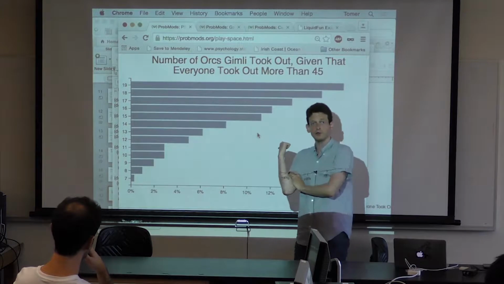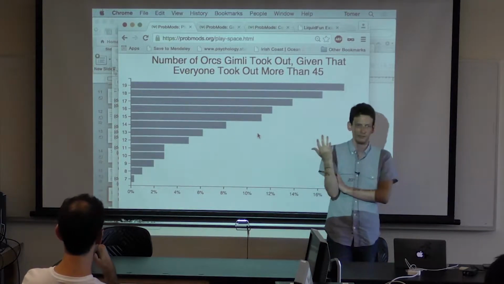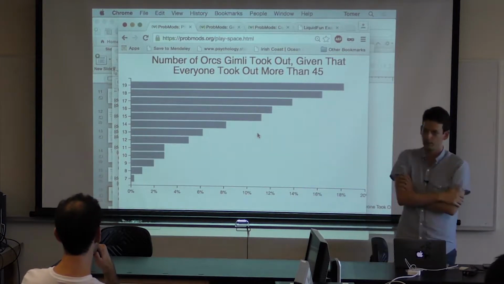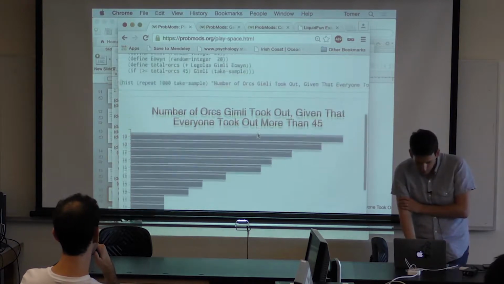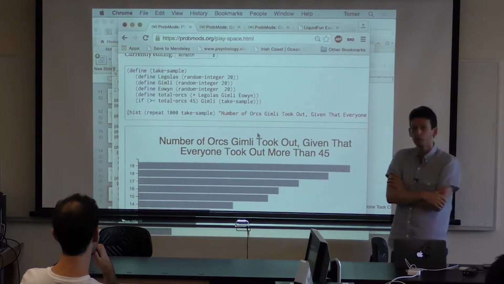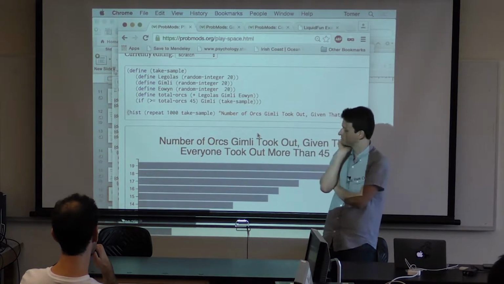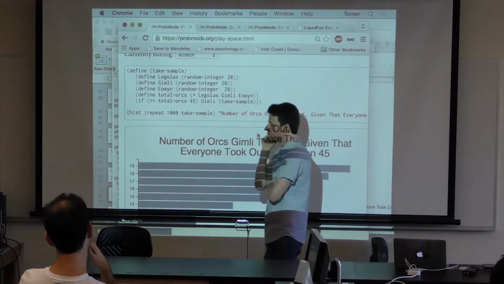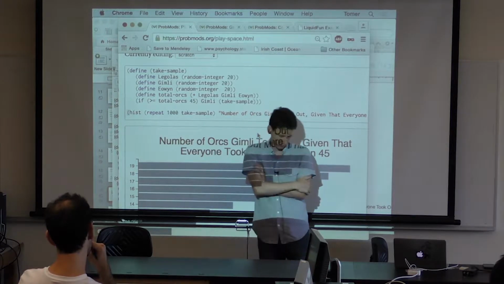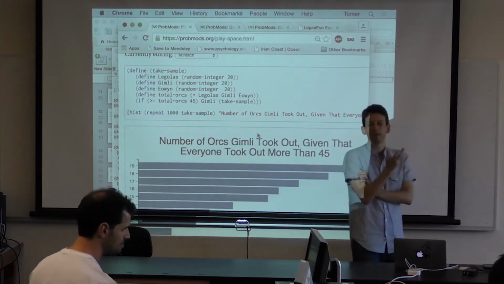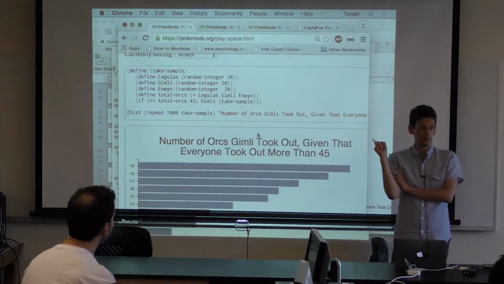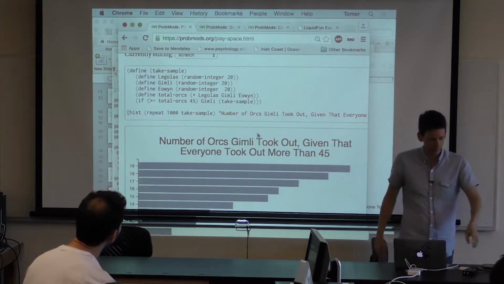Okay, so that's the posterior distribution on how many orcs Gimli took out, conditioned on all of them taking out more than 45. That's amazing, you guys. You've just written down, or you've just understood, rejection query. You've just written down in a few very simple lines of code a sampling with rejection. And in fact, you can define all of conditioning using this thing. You don't have to get fancy with Metropolis Hastings and things like that.